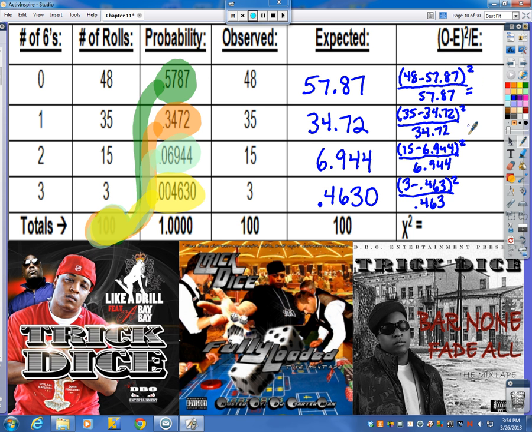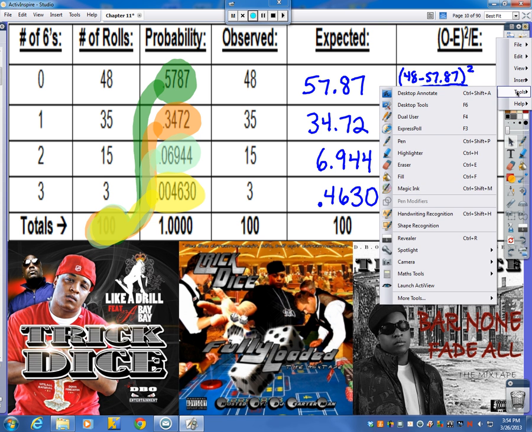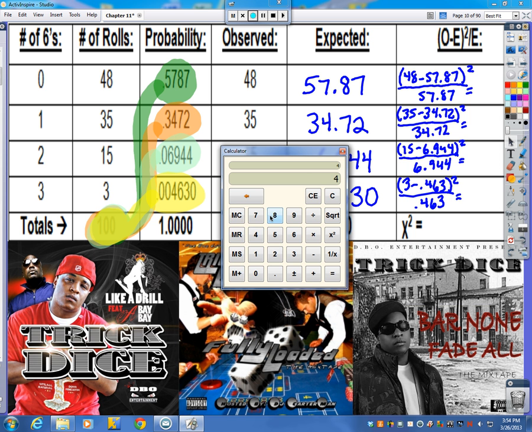All right, so now let's get some numbers here. And we're obviously going to want to round these a little bit. Should we just use our calculator here? Why not? Okay, 48 minus 57.87 equals, square that, divide by 57.87. 1.683. I'm just going to do 4 sig figs here. 1.683. All right, let's continue on.